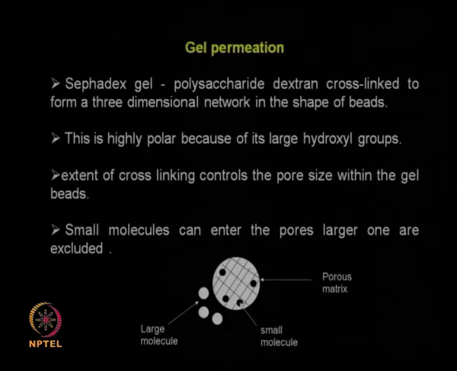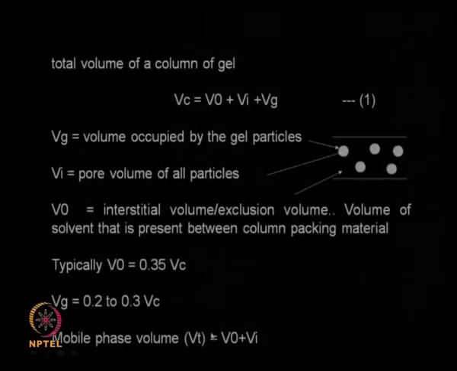Okay. So basically what happens here, you have small molecules entering inside the porous matrix, and the large molecules do not find access into the pores, so they just travel down the tube. So the total volume of a column of a gel, there are many parameters one needs to consider.